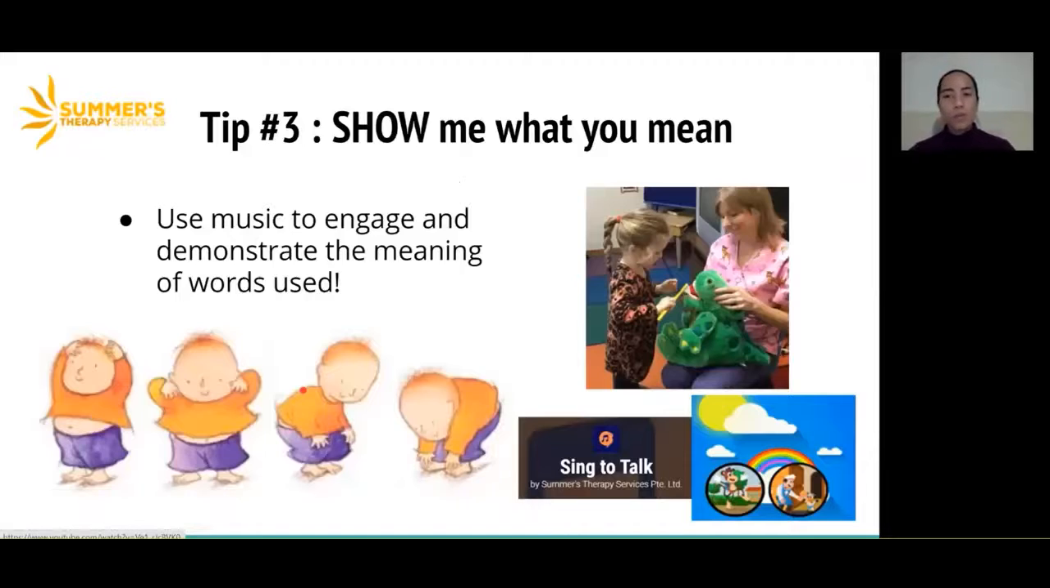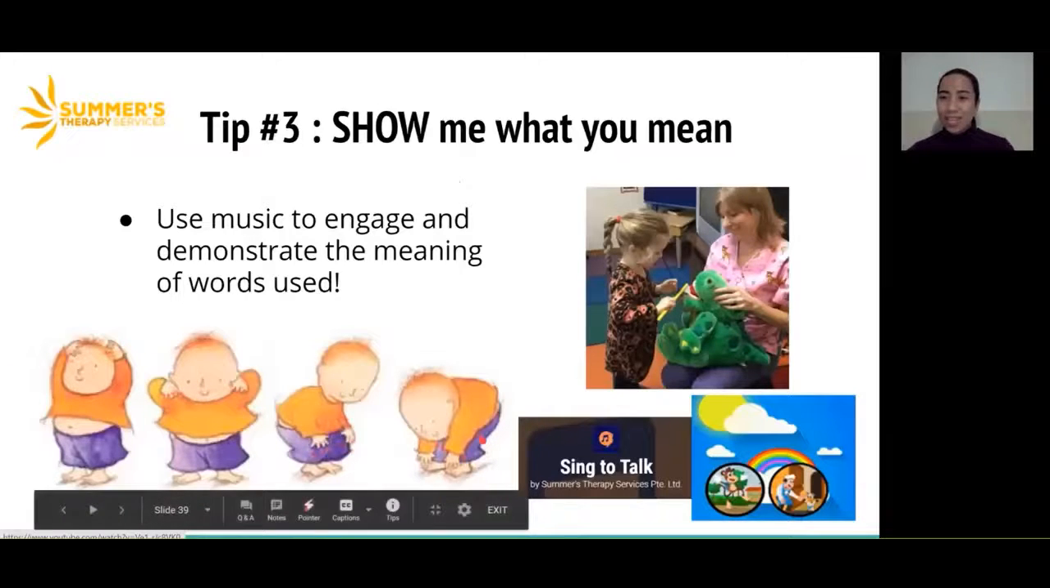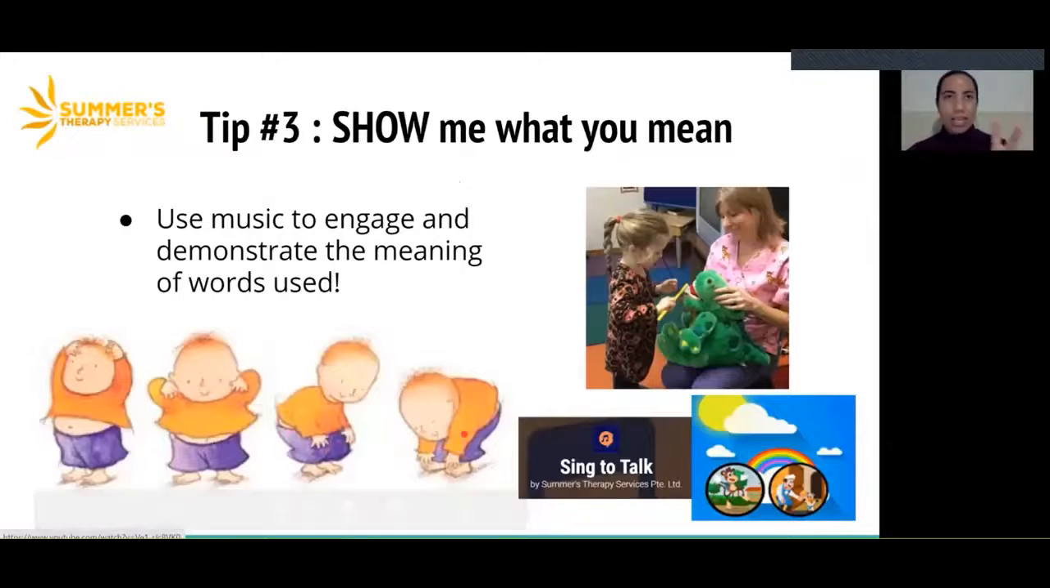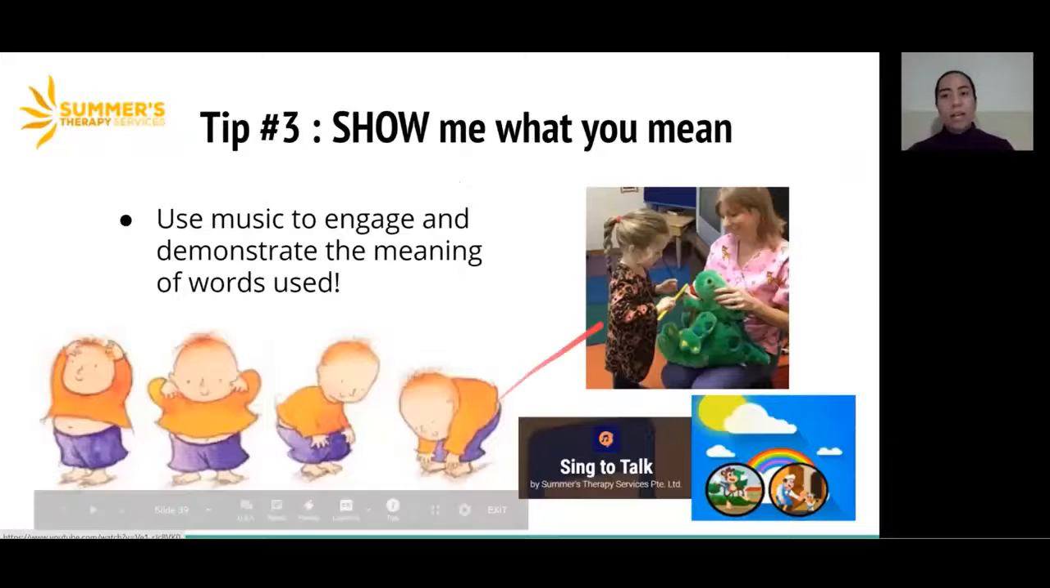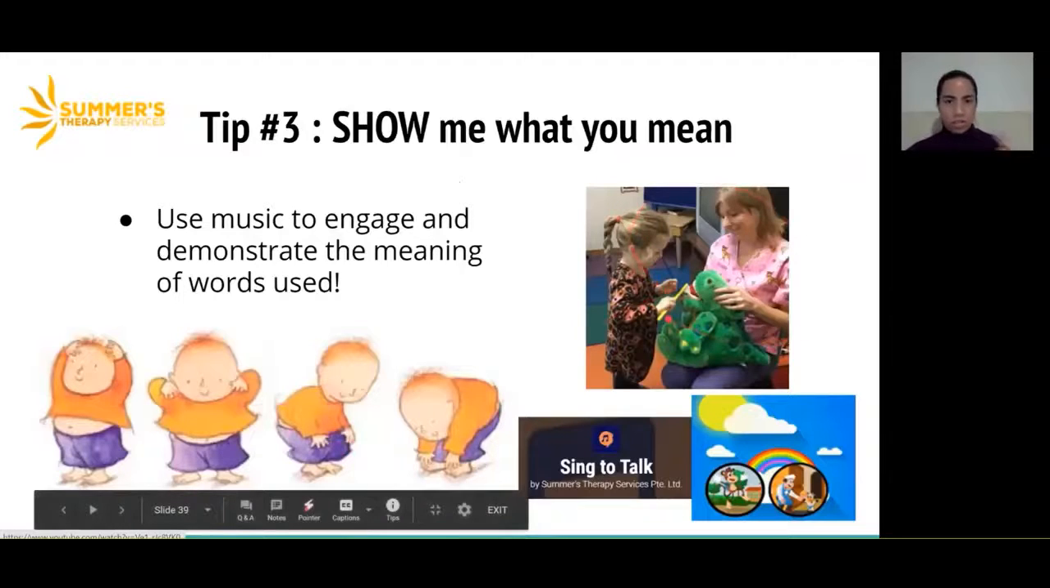You can show me what you mean using music as well. Even in music, you can show me the classic song. Head, shoulders, knees and toes. You're repeating it so many times, and I'm seeing the actions. I'm linking it with the words. I'm understanding what that means. Oh, head, shoulders, knees and toes. When I can use it for sequence even, not just single words.